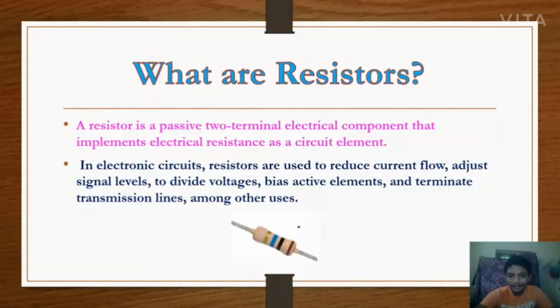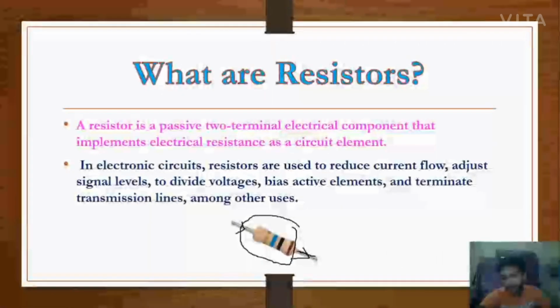This is the diagram of a resistor. You can see the bands which I told you about and the two terminals. Current will come from this side and go out to this side.